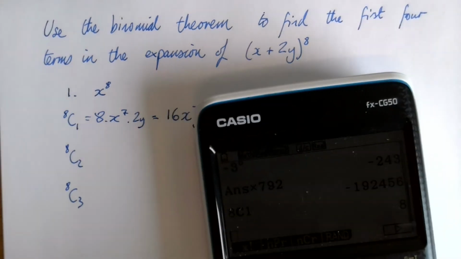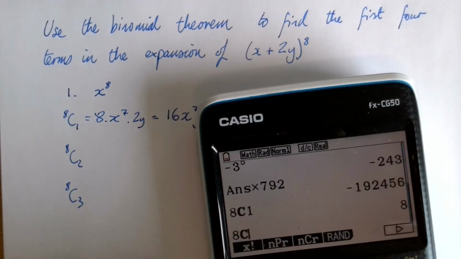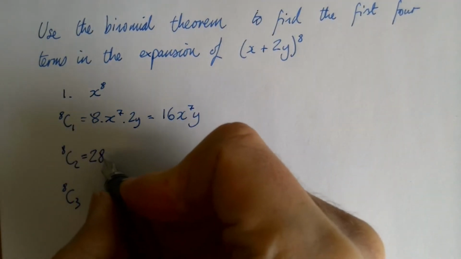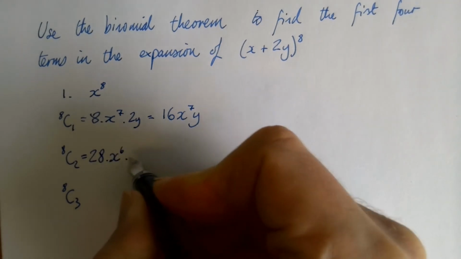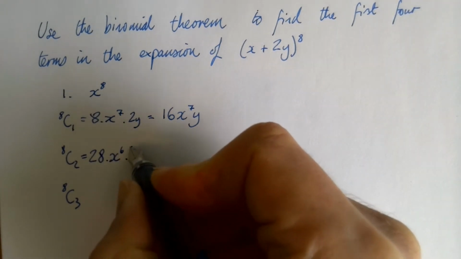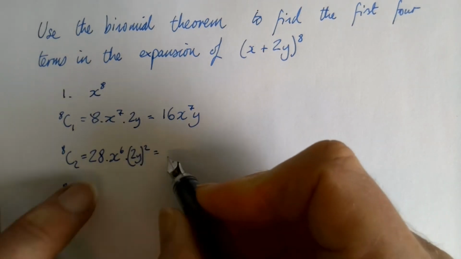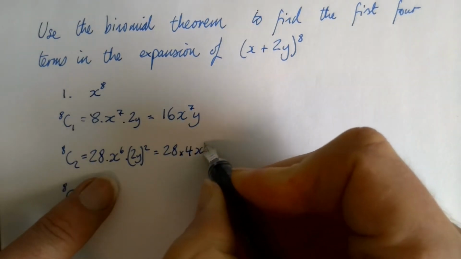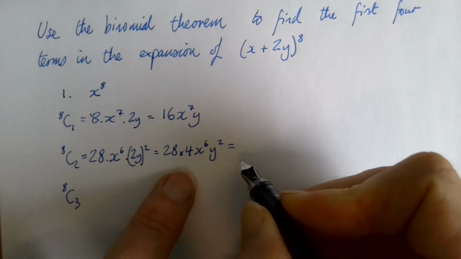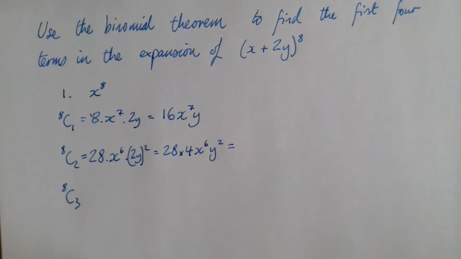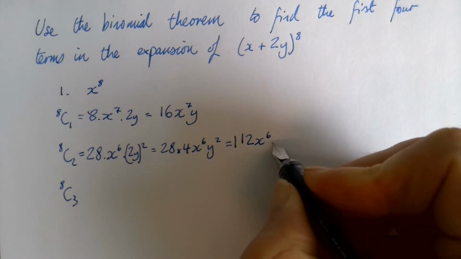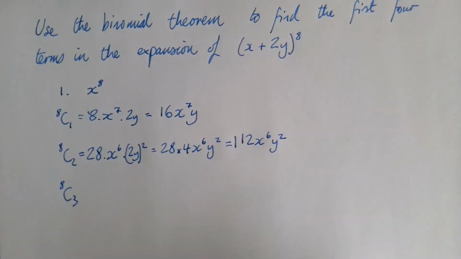Then on the next one, if we just go 8 choose 2 gives us 28 x to the power 6 times 2y squared. So that's going to give me 28 times 4 x to the 6 y squared. So I'm being extra careful here because it's so easy to make a little mistake on this, but it's so common. That gives me 112 x to the power 6 y squared.